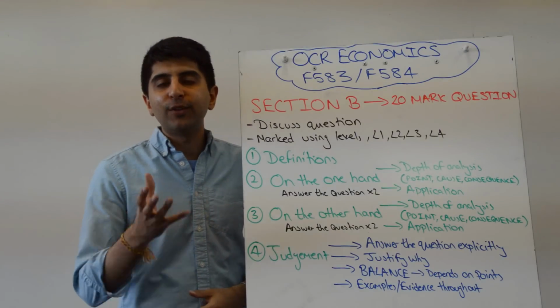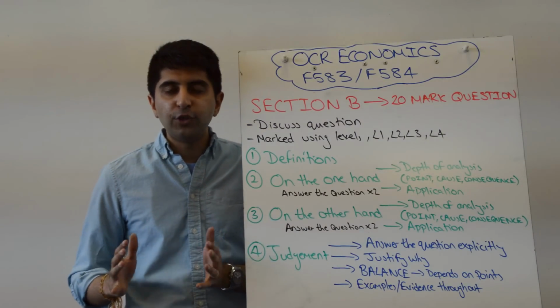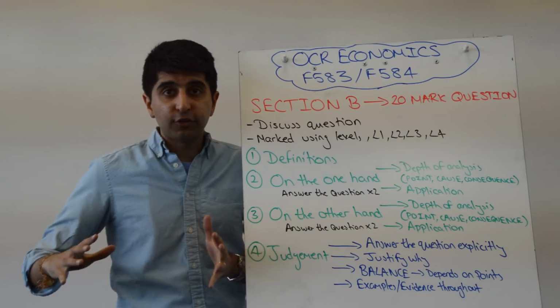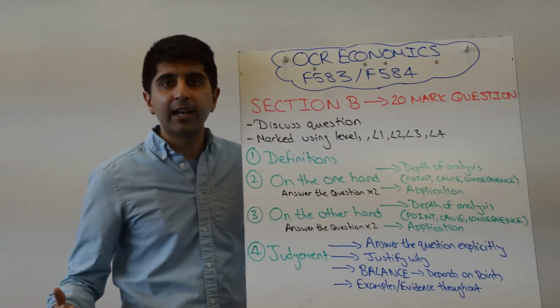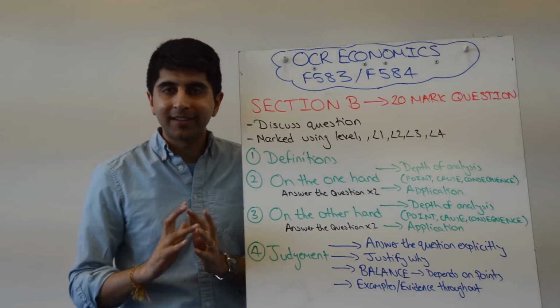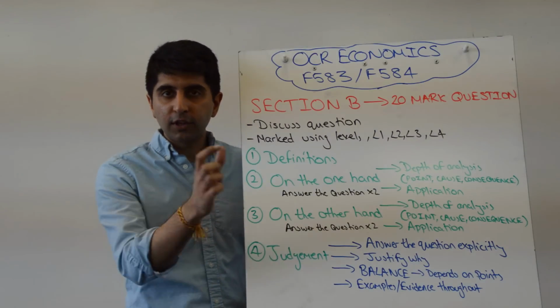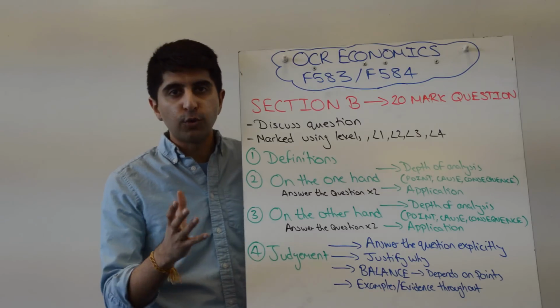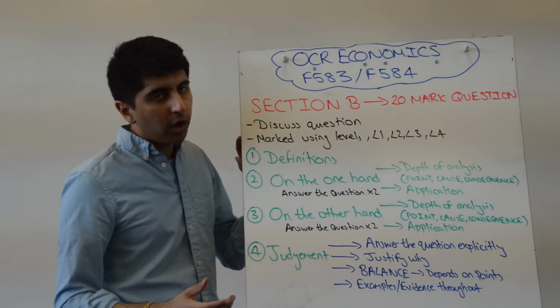Hi everybody, in your section B, whichever question you pick, you're going to have to answer a 20-mark question. This is true whether you're an F583 work and leisure student or an F584 transport economics student. Doesn't matter. In your section B, you've done your 15-marker, you now need to do your 20-marker. How do you do that? Well, first of all, what kind of question is it?